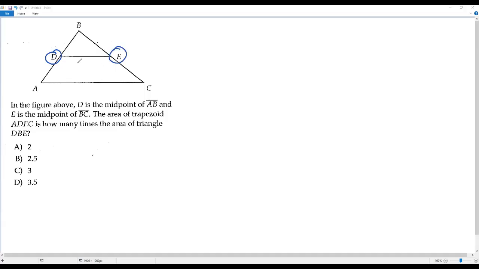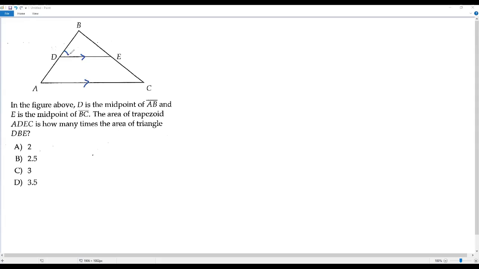BC. So this DE is the mid segment of the triangle. Always the mid segment of a triangle is parallel to one of the sides of the triangle. So clearly the mid segment DE is parallel to the side AC of the triangle. So the DE over here and AC over here are parallel.